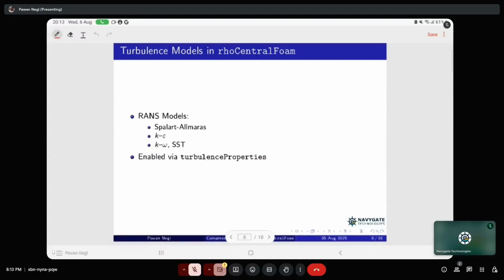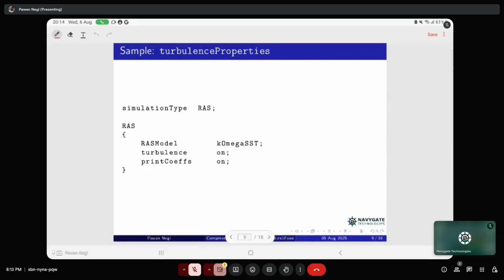Now, even though this particular scheme is not particularly used with turbulence, it supports these turbulence models. There is an option and you can also use it, but it is not recommended to use a turbulence model with the rhoCentralFoam solver. You can enable these models using turbulence properties, as you have seen in various other tutorials that are there in our YouTube channel. And this is how you can write a turbulence properties dictionary.